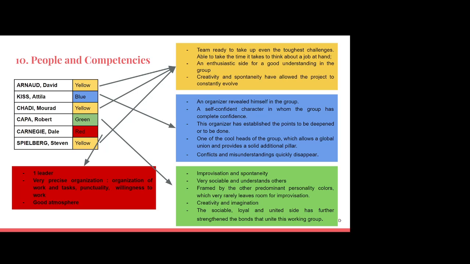So there is one leader, an organizer, and one personality more about improvisation and spontaneity. So globally, finally, from all this emerges a united group which works together in an efficient manner. Each personality knew how to be essential for the group, and this allowed the good execution of all our tasks.